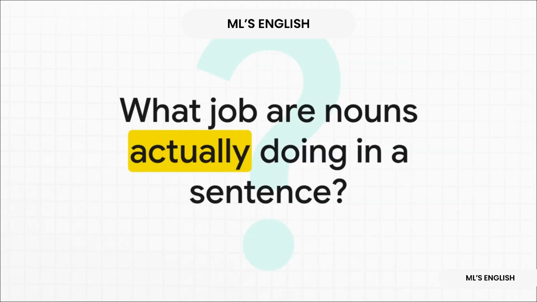So, have you ever felt like nouns just kind of move around in a sentence for no reason? Like you can just drop them anywhere? Well, it might seem that way sometimes, but in English, every single noun actually has a specific job to do, and that job is what gives the sentence its meaning. So let's figure out exactly what those roles are.